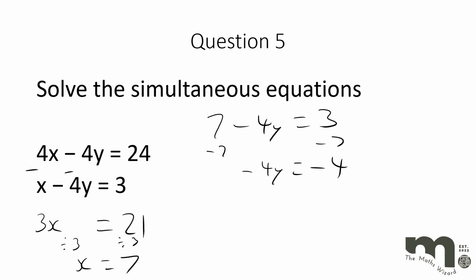So what we've then got to do is divide that by 4, divide that by minus 4. So remember, when you divide a negative by a negative, that will give you a positive. So y will essentially be 1 on this occasion. And you can see that works with the top one as well, because if you've got 4 times 7, that's 28. 4 times 1 is 4, and you can see that 28 take away 4 does give you 24. So just be really careful with your negative number rules on some of these slightly trickier questions, okay?